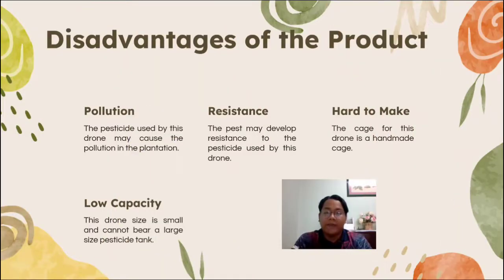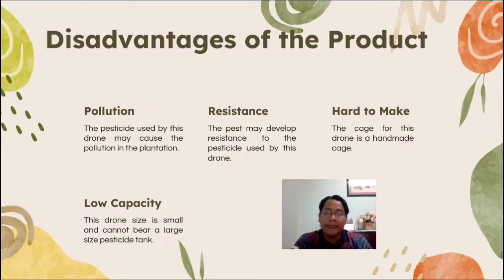The disadvantages of this product, the first one is pollution. This drone is using a pesticide for controlling the pests in this oil palm plantation. The spreading of pesticide may cause pollution in the plantation. So, it is crucial to take note on this matter.